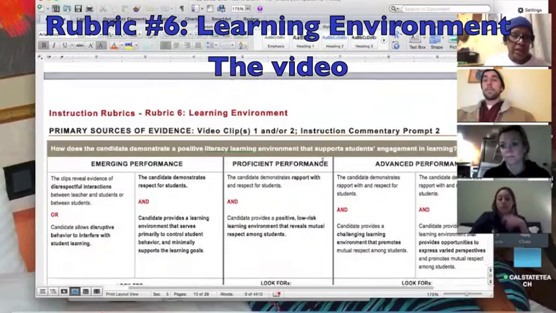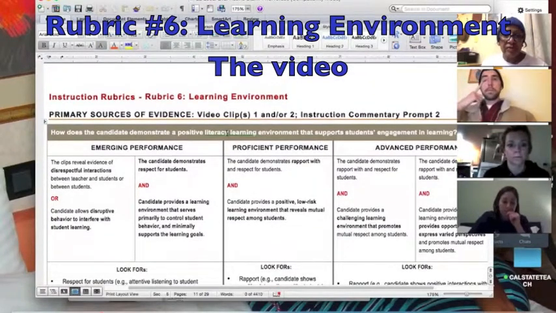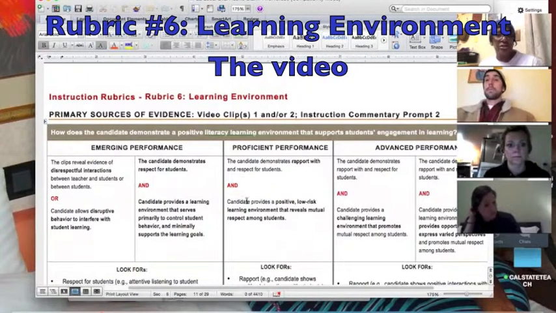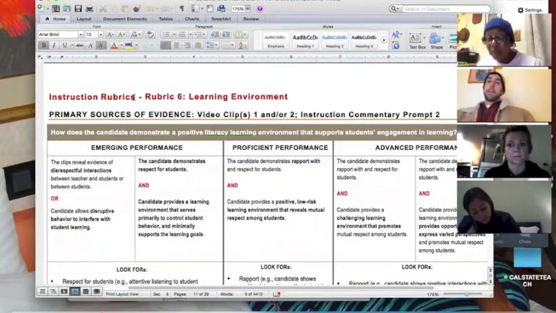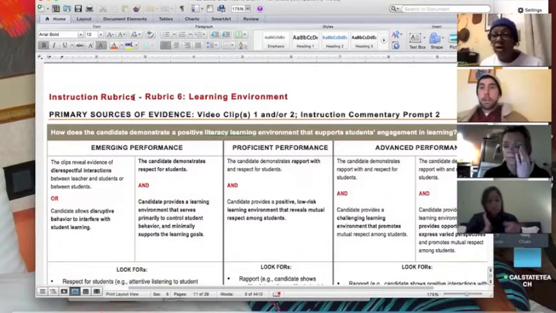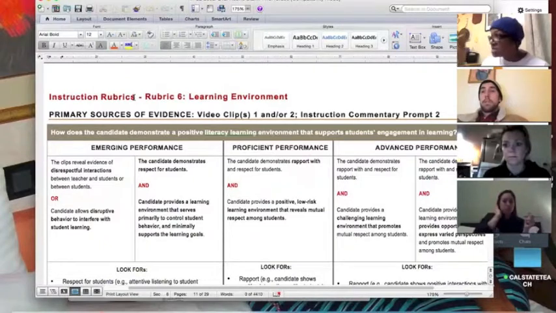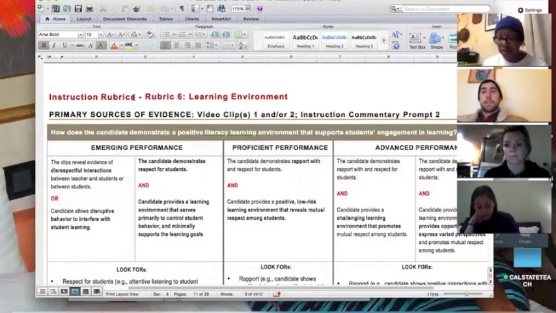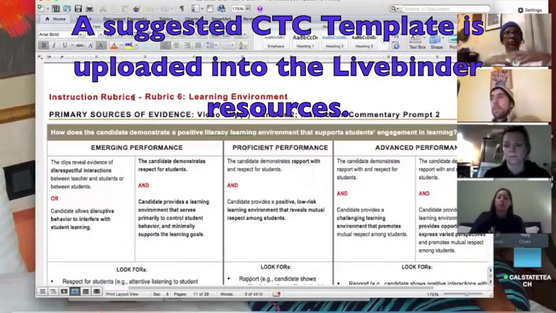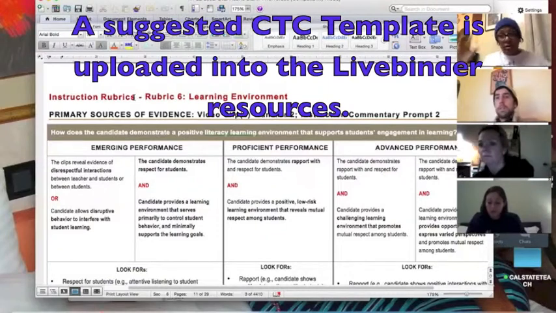Okay, now this one is how the candidate demonstrates a positive literacy learning environment that supports students engaged in the learning. So now this one is the instruction rubric. The instruction, and yes, you will write a lesson plan, but the commentary describes everything, all your choices in that plan. And they're going to see the whole plan, okay? And you can use our LPA. They don't give you a form to fill out. You can use our lesson planning document, or if your school has a specific lesson planning document, you can use that. There's nothing that you just hand in your lesson planning document.